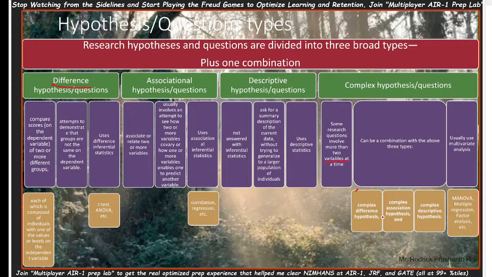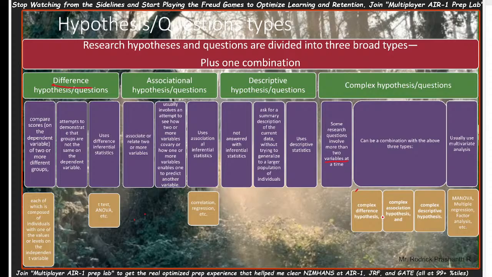So a complex hypothesis is pretty difficult to say. In a given population or a sample, you want to see the prevalence, you want to see incidence, or you also want to see, let's say, demographic differences, something like that, for several disorders. So that becomes more of a complex descriptive hypothesis. Okay? Hope that clarifies things.